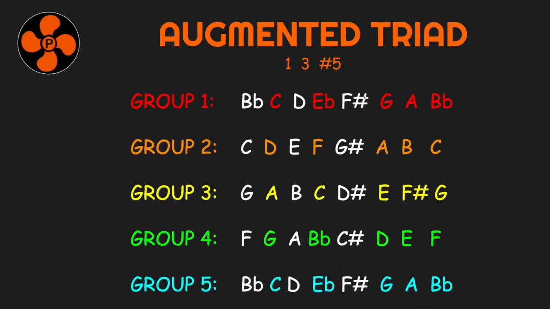Last but not least, we have an augmented triad. The augmented triad has the first note, the third note is natural, and then the fifth note is raised up a half step. Let's try this one in half notes. 1, 2, ready, go.